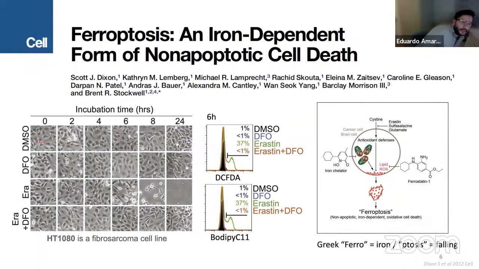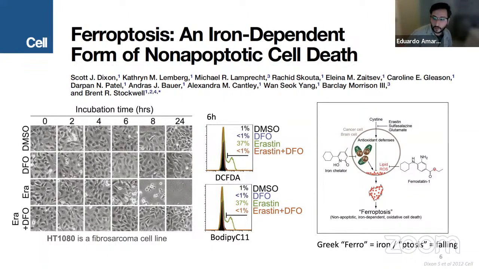So when they incubate a fibrosarcoma cell line with Erastin, they start to see that these cells were undergoing necrosis. However, when they incubate these cells treated with Erastin with iron chelation, which means they're gonna remove free iron from the system, now these cells become more resistant to Erastin effect. And they saw that this form of death was associated with the induction of ROS and lipid peroxidation.